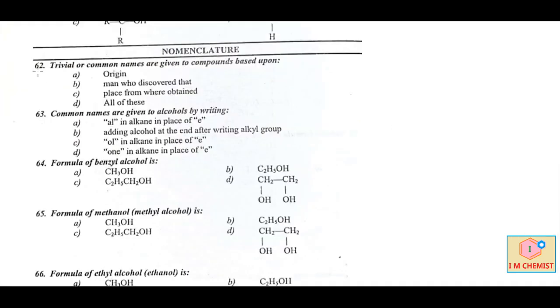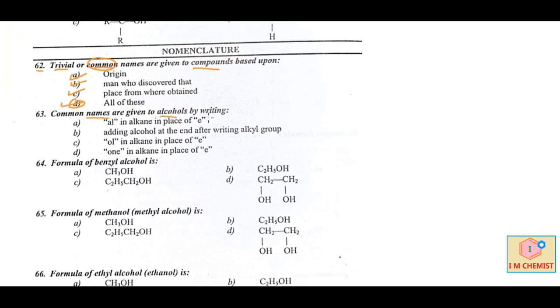MCQ number 62 is from the nomenclature of alcohols, that says the trivial or common names are given to the compound based upon what? Common names are given to the alcohols on the basis of their origin, the man who discovered that particular compound, and the places from where that organic compound is obtained. So all of these are correct. So option number D is correct.